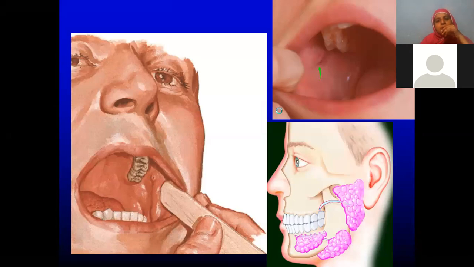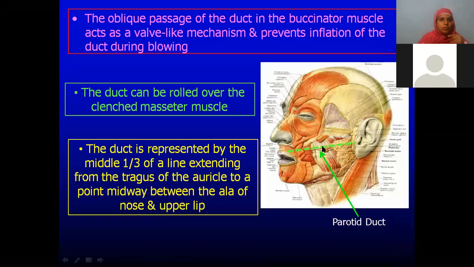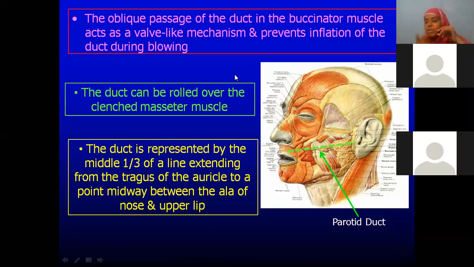So different pictures are here. The oblique passage of the duct in the buccinator muscle acts as a valve-like mechanism and prevents inflation of the duct during blowing. That means it is well protected when it is passing through the buccinator. What is the action of buccinator? It's a whistling muscle, no? It also prevents the accumulation of food in the vestibule.